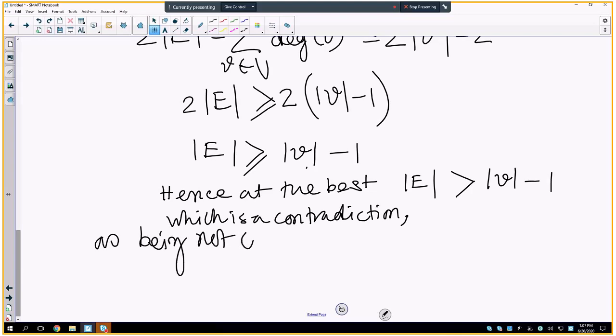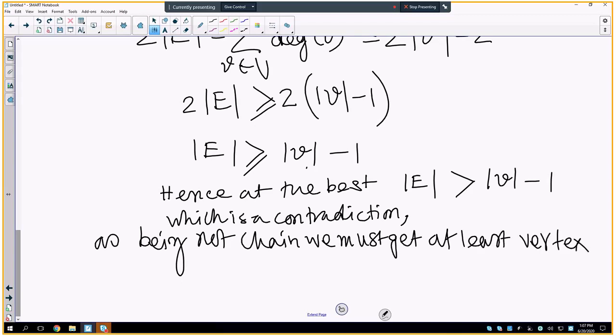not a chain, we must get at least 1 intermediate vertex of degree at least 3. Because if all the intermediate vertices were of degree 2, then you got a chain. But you are not a chain, so at least 1 vertex must be of more than degree 2, so at least a degree of 3.